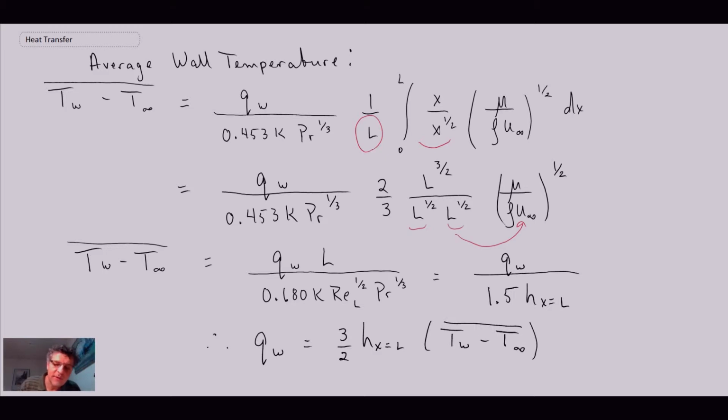So the average temperature is related to the heat flux and multiplied, or divided, I should say, by 1.5 times h at x equals L. And so that is the expression that we get from doing the calculation for a laminar boundary layer flat plate constant heat flux condition. So that's another expression that you might use if you have constant heat flux.